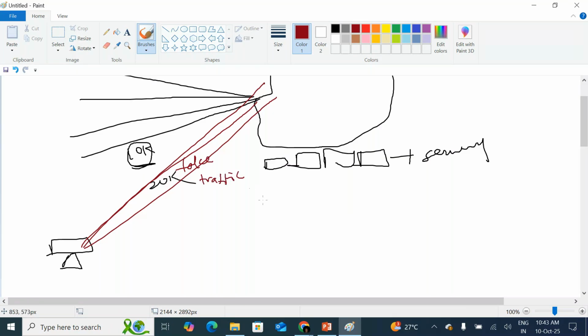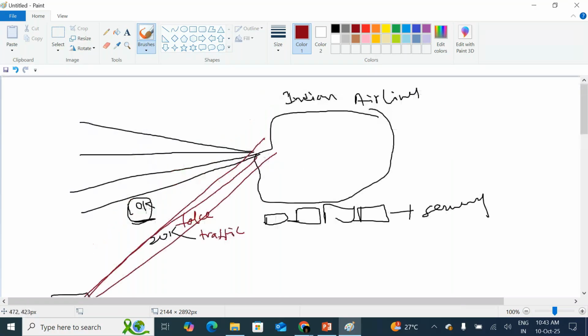Fake request means, for example, the genuine legitimate traffic is already 10K, and this guy is sending another 10K requests. What will happen? One server will fail, then another, one by one, until all servers shut down, so the online services will be disturbed.